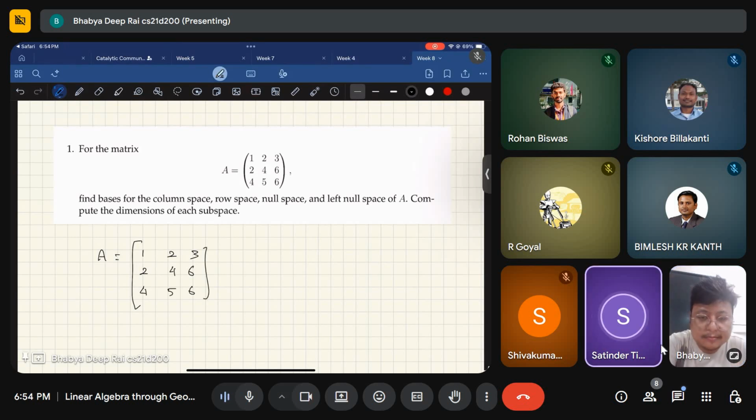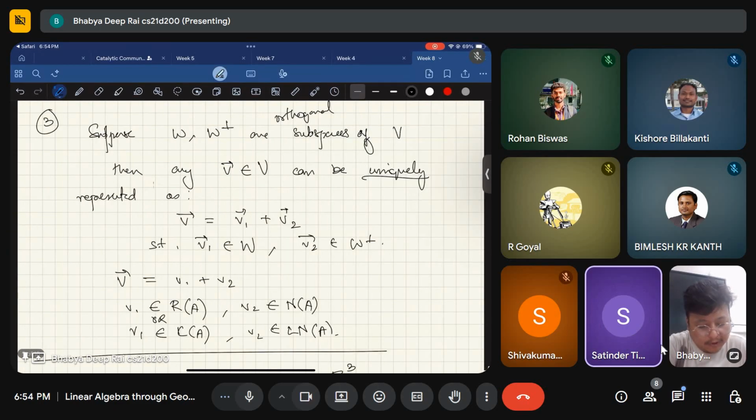Excuse me, sir. One doubt is there. Just now you said that W1 and W perpendicular are orthogonal subspaces. So can't we say that it is a basis for a particular vector? It will not be a basis, since we are finding any vector in that, so it will not form a basis.